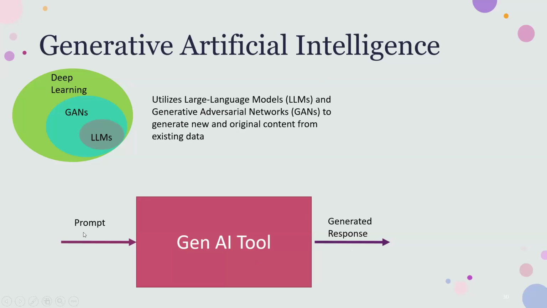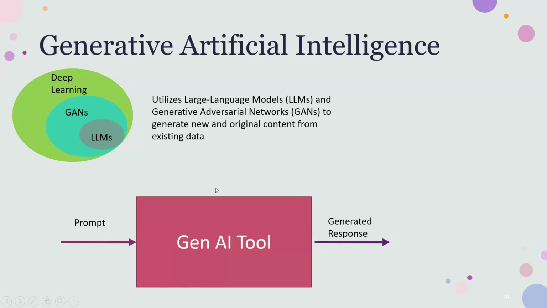For example, I can give a prompt saying, generate an image of a woman sitting on a sofa on a sunny morning, something like that, and it will generate me an image. I can use a Gen AI tool that can generate an image after taking a text input. Similarly, there are Gen AI tools that can take text input and generate a text output.